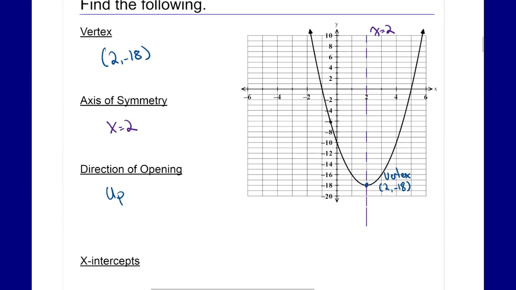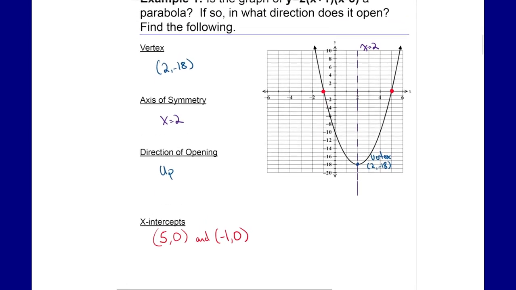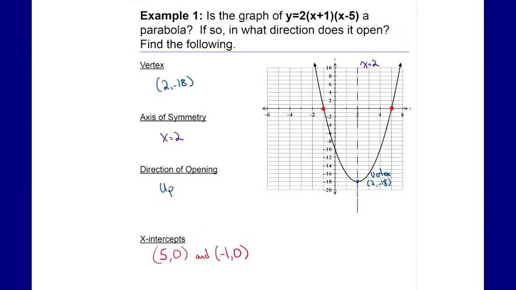And then our x-intercepts. So our x-intercepts are again where it crosses the x-axis. So here I can see +5, or I can say 5 and 0. And the other one would be -1 and 0. So looking at this, right, is there any connection between the equation that we see up here and the graph and these key points that we've looked at?